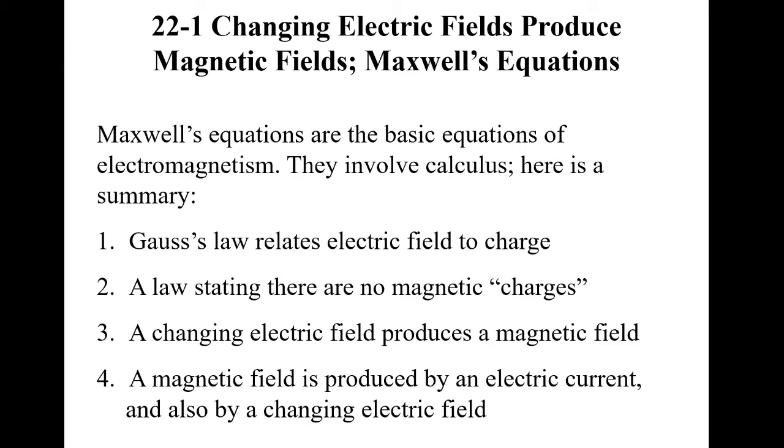Law number 2 states basically that there are no magnetic charges. And what we mean by this is magnetic monopoles. Okay. So remember we said that all magnets are dipoles. They have a north and a south pole. So no magnetic monopoles have been found to exist, and this is a specific consequence of Maxwell's second law.